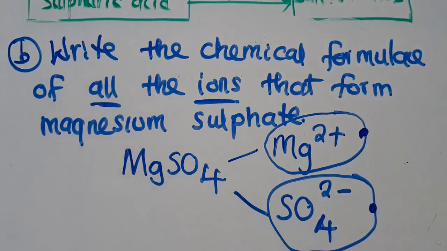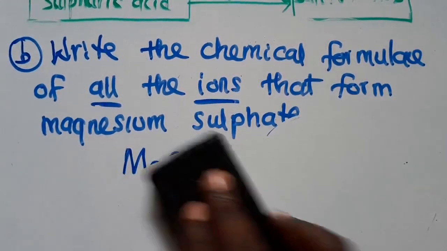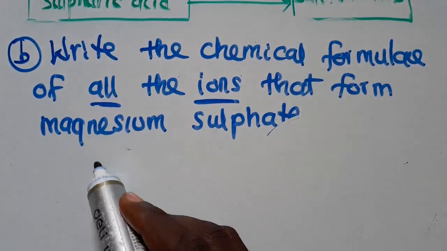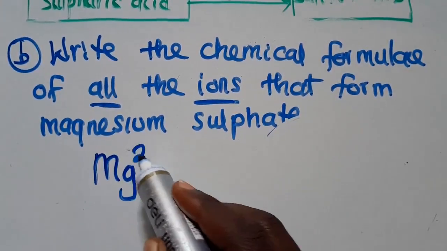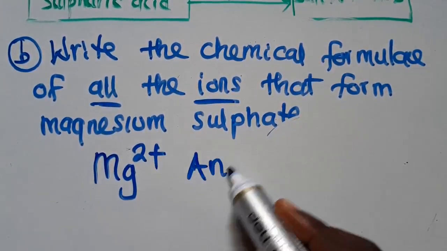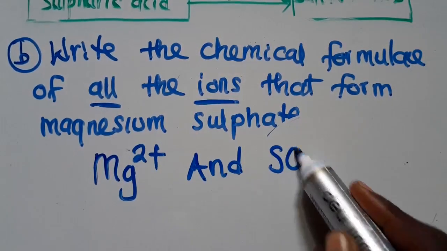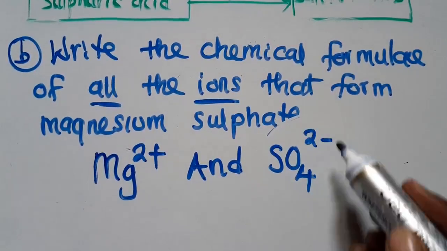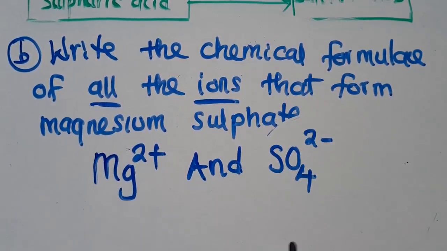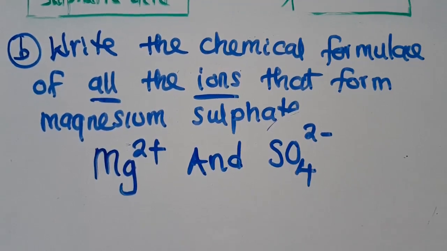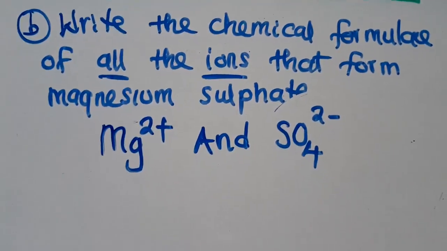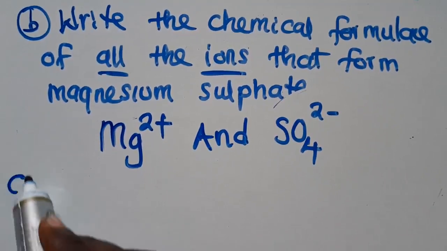These are the 2 ions. You just write them properly like this: magnesium ion plus sulfate ion. You are done. These are the 2 ions that form magnesium sulfate. That's how you need to do it. Those are the procedures that you need to put into consideration.